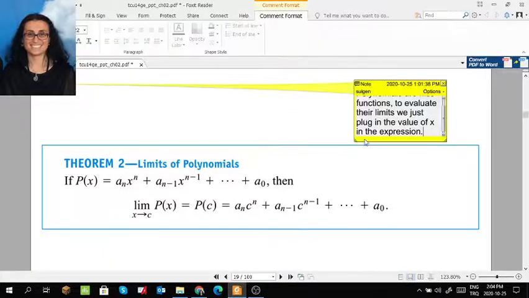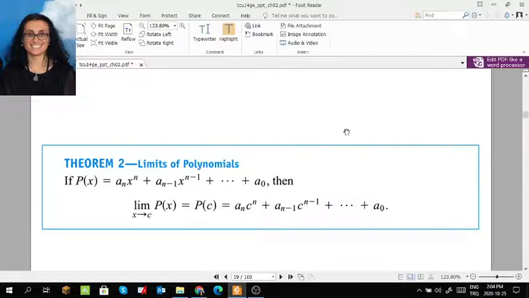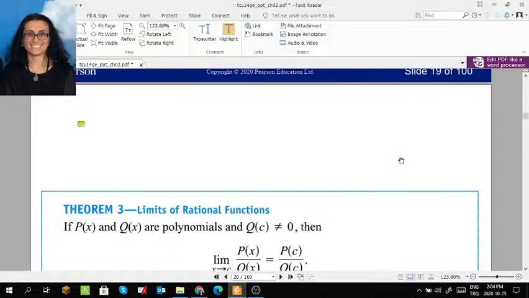So let's see what I had written here. Polynomials are nice functions, really nice functions. To evaluate their limits, we just plug in the value of x in the expression. That's all to it. Okay, let's move to the next one.